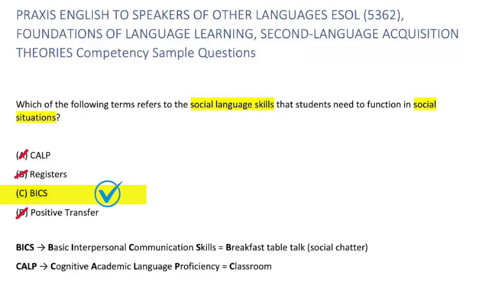BICS, or Basic Interpersonal Communication Skills, refers to the context-embedded everyday language that students use in social situations. These skills typically develop first in language learners. Awesome work today. Remember to use context clues, eliminate mismatches, and always tie theories back to instructional practice. With these strategies, you're ready to ace ESOL 5362 and empower your English learners.